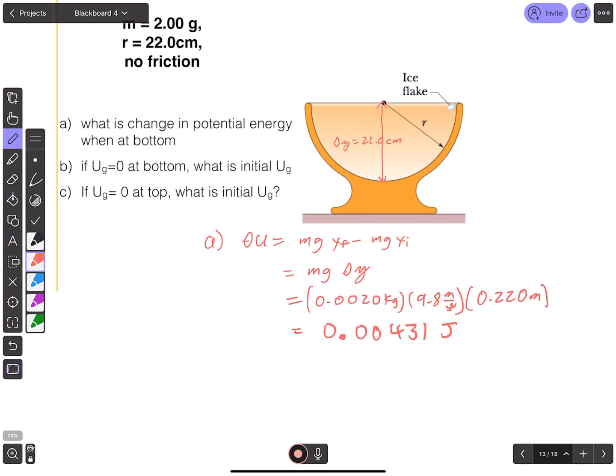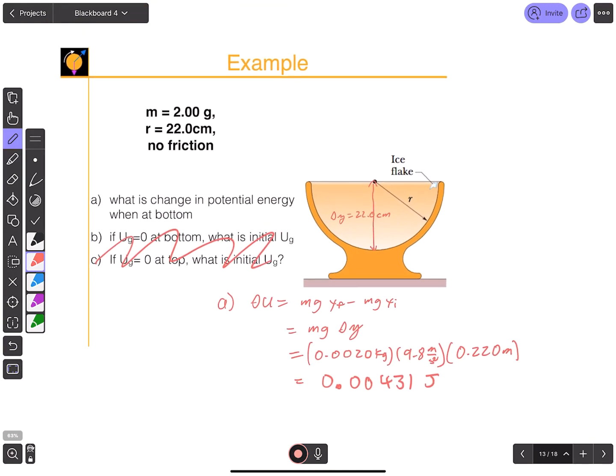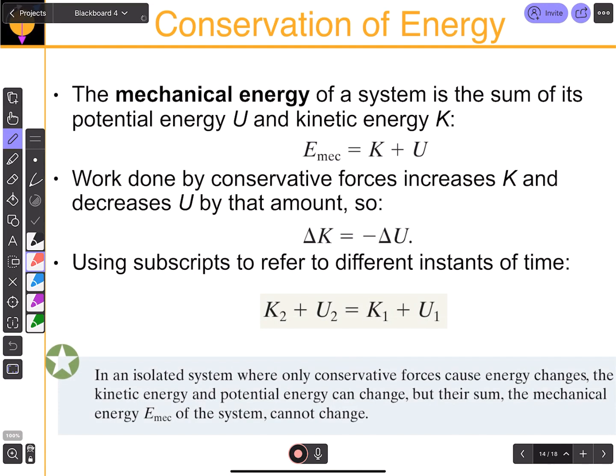Okay, so that's just the change, right? I just said from the top to the bottom it's delta y. And we will talk about the other parts next class, but that's the basics.